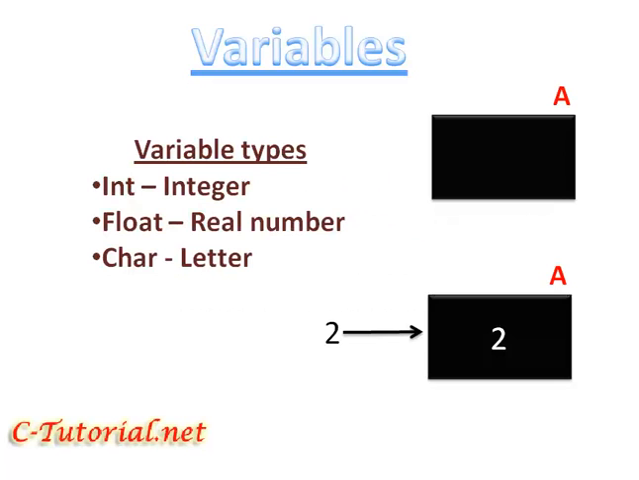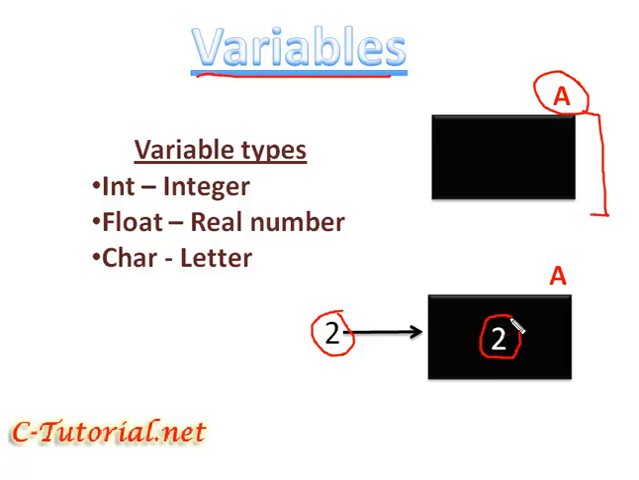Hi, in this lesson I want to explain to you what variables are. A variable is actually some black box, some space in the computer's memory which has a name. For example, this black box is named A. A is the name of this box, and we can insert something into this box. For example, the number 2 will be inserted into the box, and then it will include the number 2 inside.